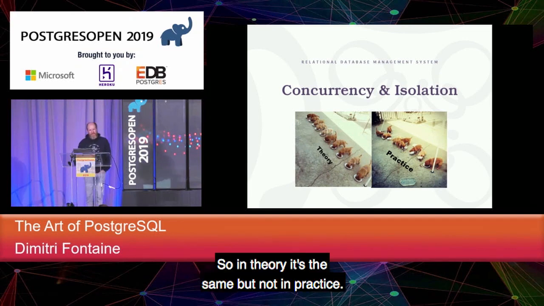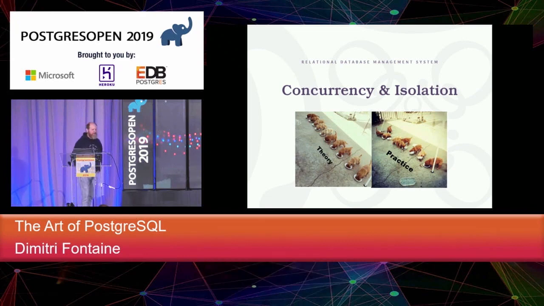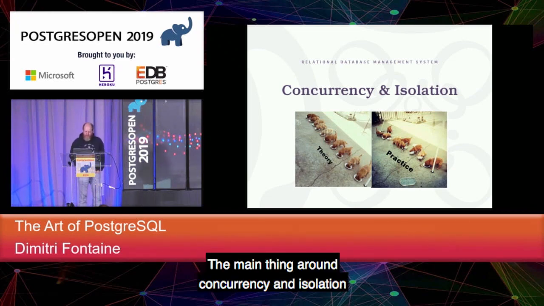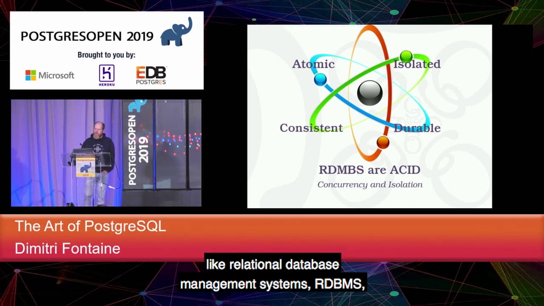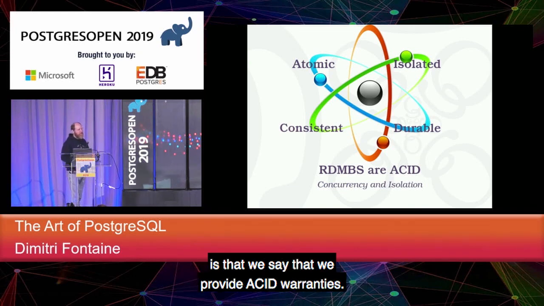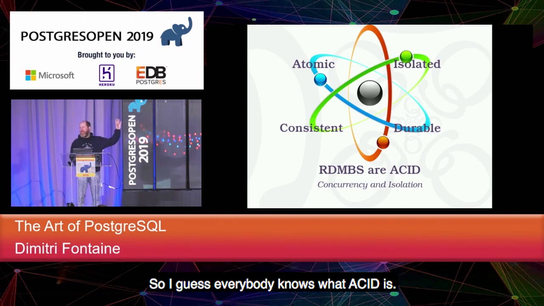So in theory, it's the same, but not in practice. So the main thing around concurrency and isolation within the context of database, like relational database management systems, RDBMS, is that we say that we provide ACID guarantees. So I guess everybody knows what ACID is.